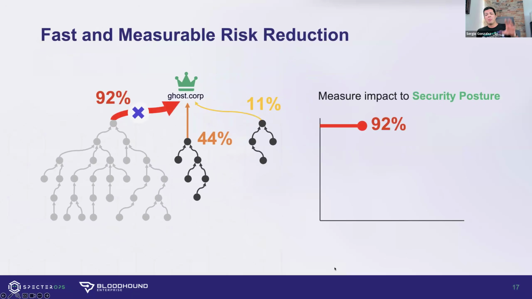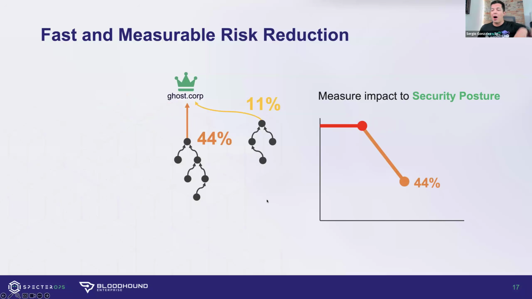And along the way, BloodHound Enterprise is going to keep track of the overall risk in your environment and report on how well you're doing over time removing risk. So as we drop off a large path, we want to see that risk get reduced in the environment.